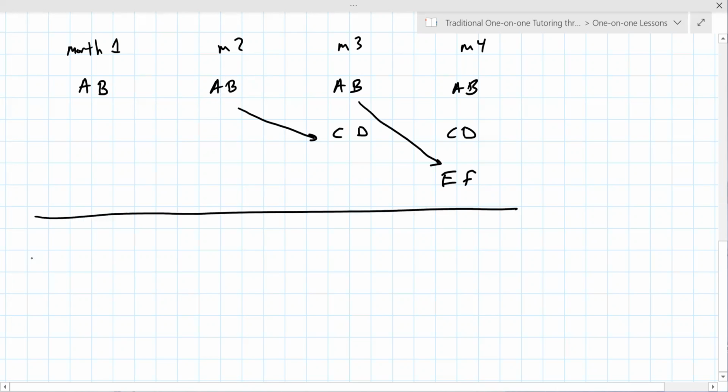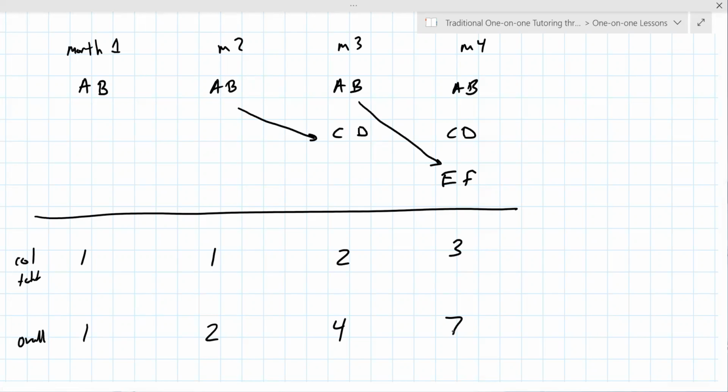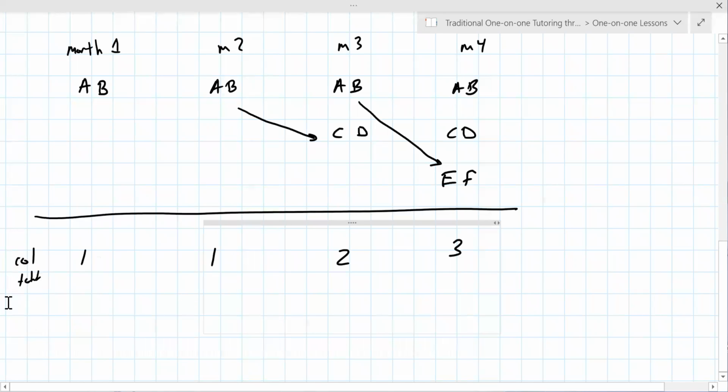Okay, so now we do some totals. So the totals are 1, 1, 2, or not totals, individual, like by month. So this is like column total, and then this is 3, and then the overall total is now 1, 2, because you're adding the previous one. So now there's 4, and then there's 7. Is that, we don't even need that. That's not what they're asking for. They're not asking for a sum.